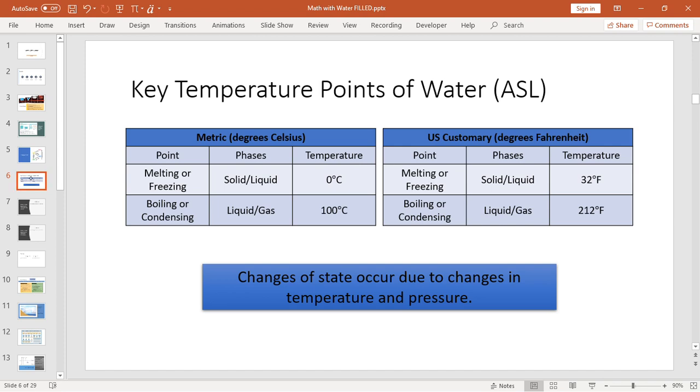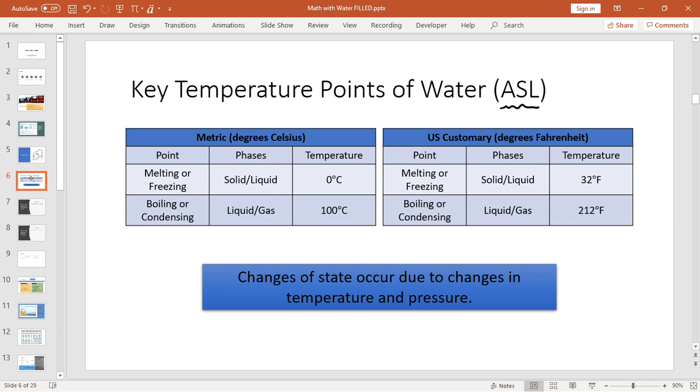ASL means at sea level. So at sea level, the key temperature points are easy in degrees Celsius, which is our metric unit. Water melts or freezes at 0 degrees Celsius, and that's the phase change between ice and liquid water. And it boils or condenses at 100 degrees Celsius, which is between steam and liquid water.